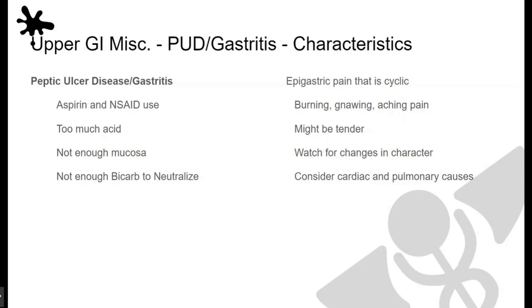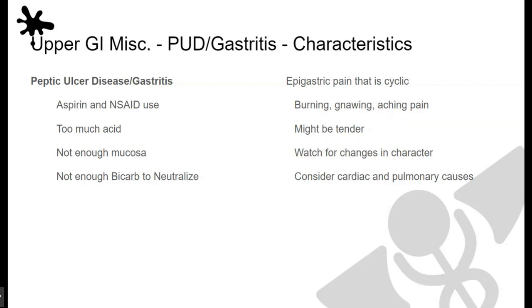The big thing is to watch for changes in character. If they've got a history of ulcers and they come in and say, "Hey, my ulcer pain," you've got to ask, "Why are you here?" What's different? What's new? Is it the same pain, just worse? Is there a new feature to it?